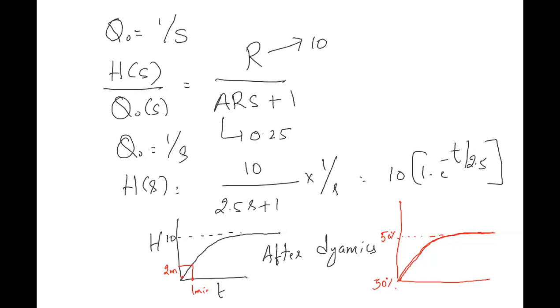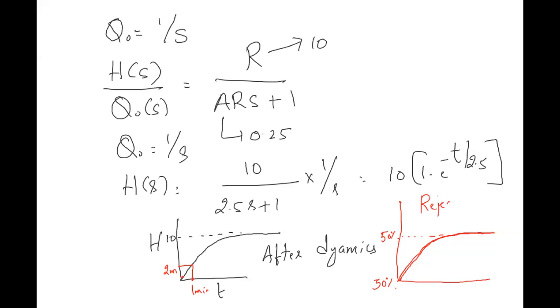Has everybody understood how the feed-forward controller works? See, when Q naught of S is 1 by S, you have the transfer function R by ARS plus 1. Then you put Q naught of S here, and you will get H of S. Then you do the dynamics of H as a function of time. Once you see this dynamics, this is how high it is going to accumulate. To eliminate this effect, this is how you have to open the valve.